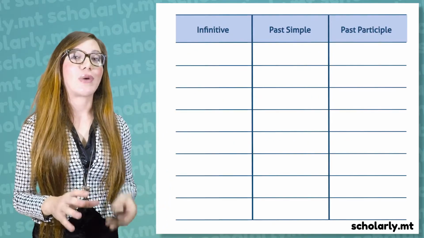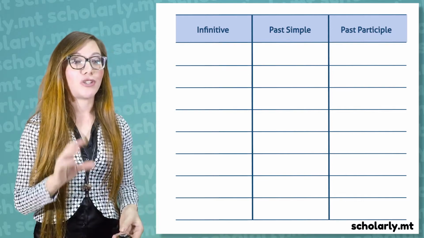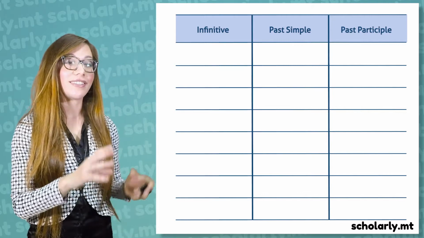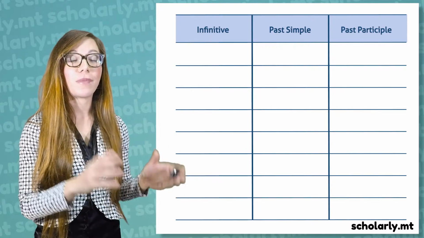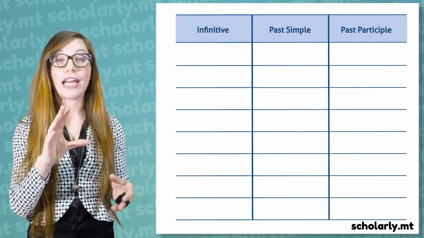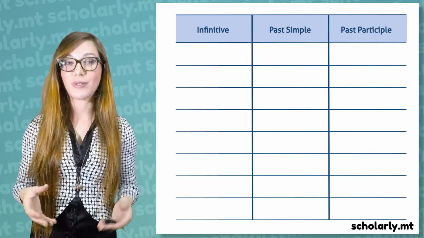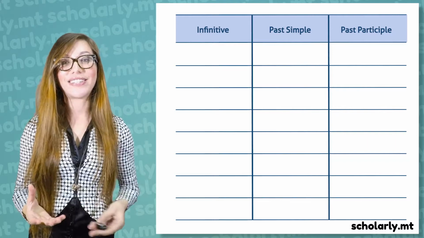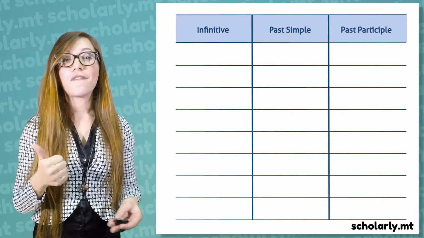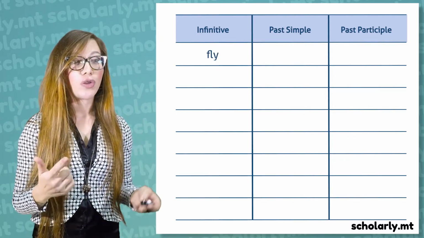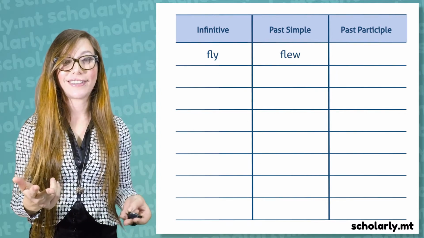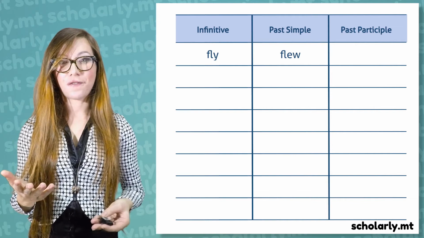Now we're going to do a speed test. And you're going to try and beat me to it. So I'm going to read out the verb in the infinitive form and the past simple form, and you write down or shout out loud the past participle form of the verb. Okay, so let's start with the first one. Fly, flew, and the past participle is flown.